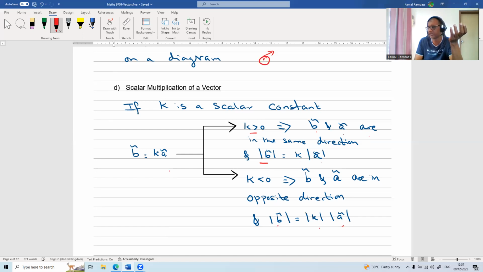OK? Par exemple, nous prenons B bar est égal à moins 5 A bar. OK? Mais là, on peut dire que modulus of B bar est égal à modulus of 5 modulus of A bar, which is equal to 5 modulus of A bar. Et c'est ça qu'il veut dire là.